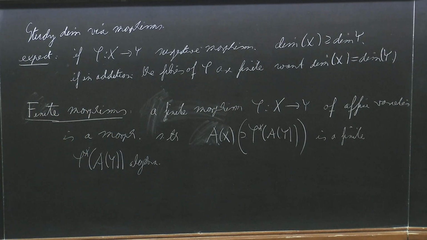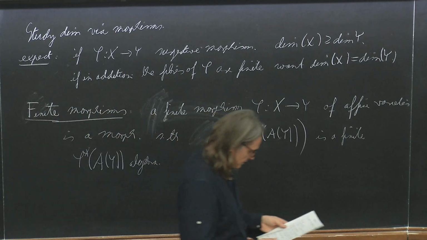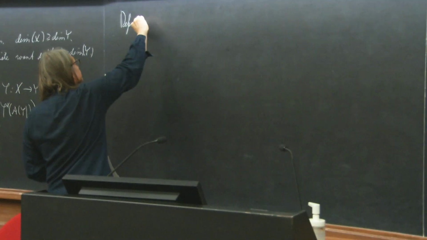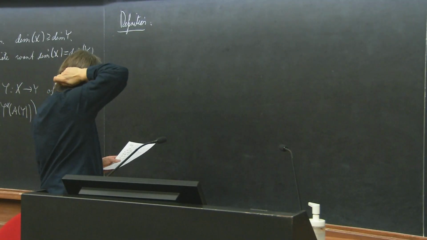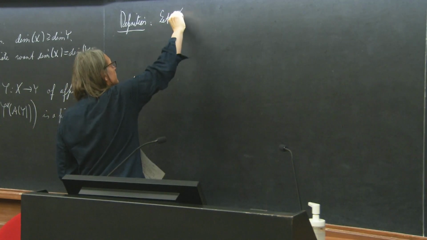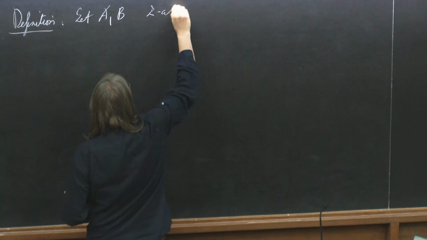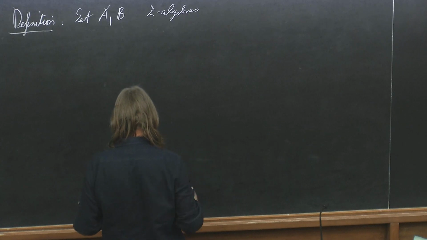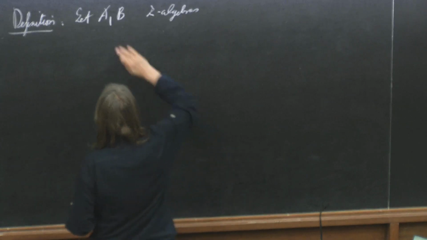Now, I haven't told you what that means, so I first have to tell you that. So we start with the algebra. I have to define for you what it means for an algebra being finite over another algebra, and then we properly define finite morphisms, and then we use them. Definition. So let A and B be algebras, and I want A to be contained in B.